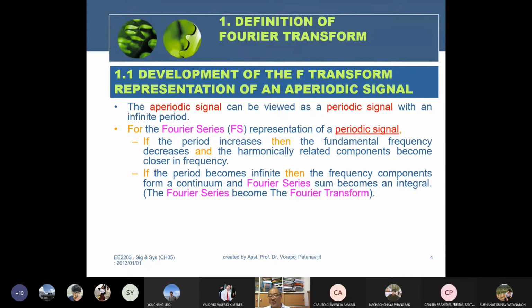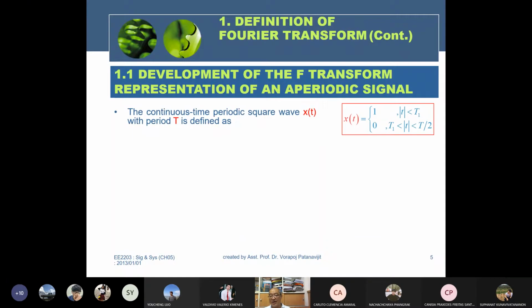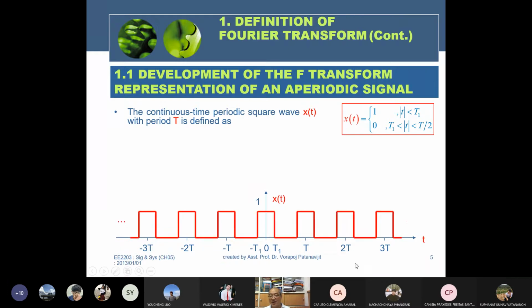Therefore, if you try to extend the period of a periodic signal from finite to infinite, the Fourier series will become the Fourier transform. I will present the idea of this in the graph here. We consider this signal, the continuous-time periodic waveform x(t) with period T defined here. You can see that the period of each signal is T, so x(t) is clearly periodic.